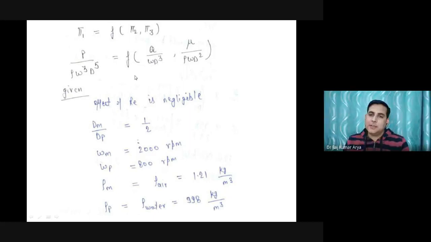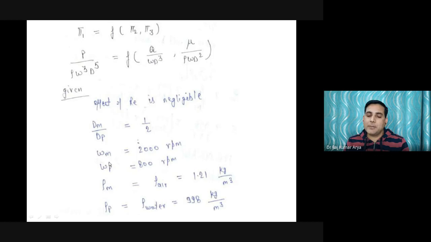Now what the question says is scaling. The model size is half of the prototype. That is what is given. So D, the diameter of the impeller, D model upon D prototype is 1/2. So if you know the prototype diameter, you can calculate the diameter of your model. Fine. These values are given to you.